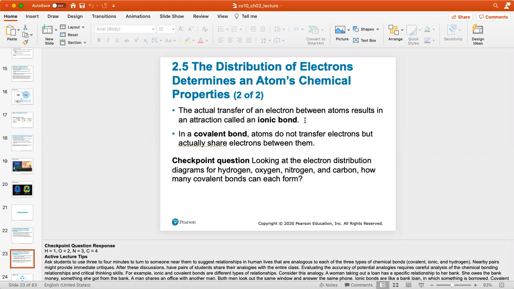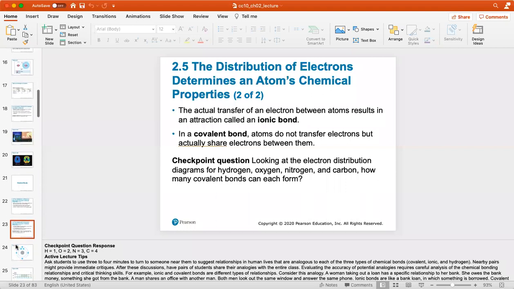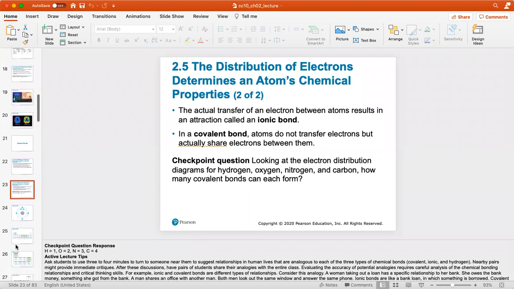The actual transfer of an electron between atoms results in an attraction called an ionic bond. So an ionic bond is just the transfer of an electron between atoms. A covalent bond is where atoms do not transfer electrons but will share them equally. And looking at the electron distribution diagrams for hydrogen, oxygen, nitrogen, and carbon, how many covalent bonds can each form?